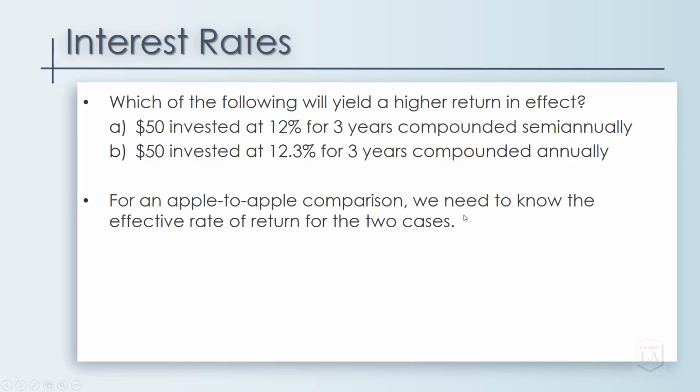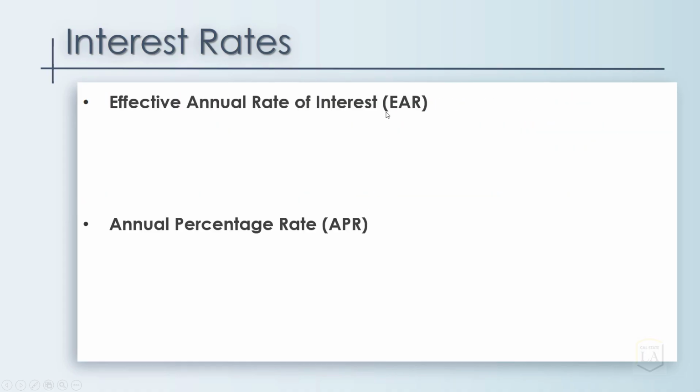So we would like to have an understanding of what an effective rate of return is. There are two types of interest rates that you will come across. One is effective annual rate of return, or sometimes effective annual return itself, EAR. And the other one is annual percentage return, or annual percentage rate.